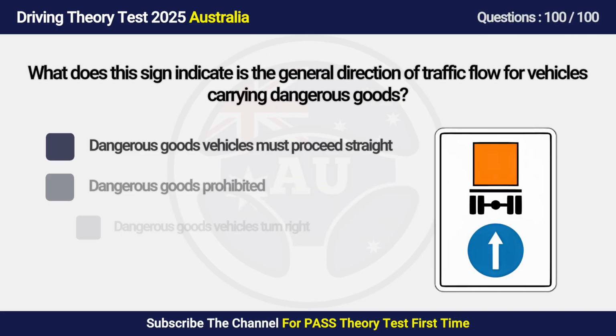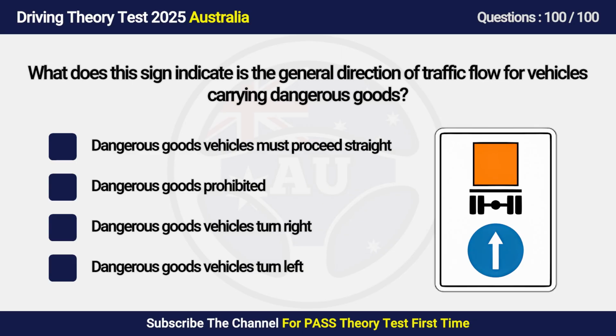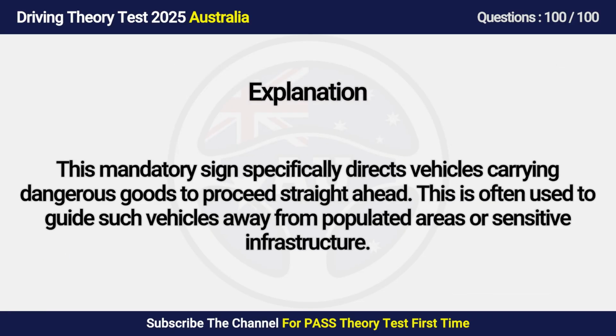Question 100. What does this sign indicate is the general direction of traffic flow for vehicles carrying dangerous goods? A. Dangerous goods vehicles must proceed straight. B. Dangerous goods prohibited. C. Dangerous goods vehicles turn right. D. Dangerous goods vehicles turn left. Answer is A. Dangerous goods vehicles must proceed straight. This mandatory sign specifically directs vehicles carrying dangerous goods to proceed straight ahead. This is often used to guide such vehicles away from areas or sensitive infrastructure.